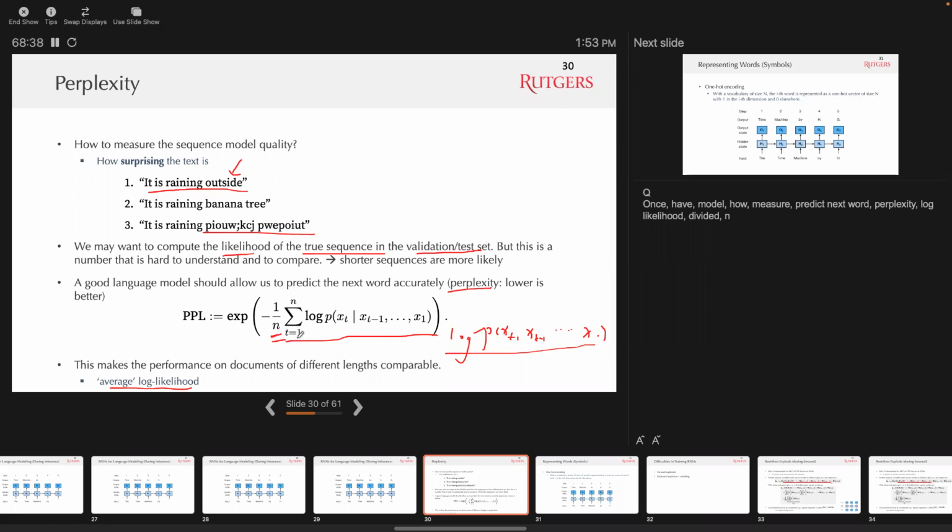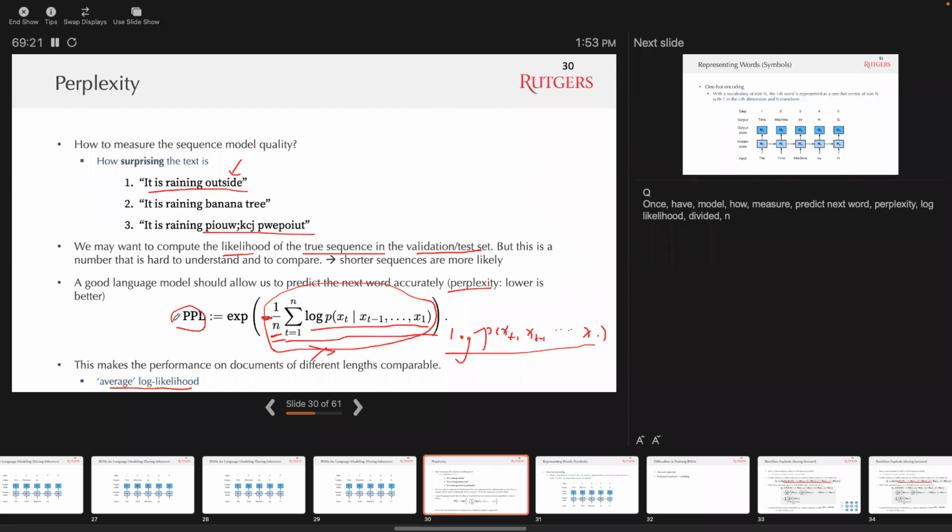Intuitively, if you look at this metric, let's say you have a sentence of length n, and the length is fixed. If I have a higher likelihood, that means this whole thing is going to be smaller, because we have a minus sign here. Then what's inside the exponent is smaller, so the whole perplexity is going to be smaller. We all know that a higher likelihood is better. So correspondingly, a lower perplexity means that you have a better language model.